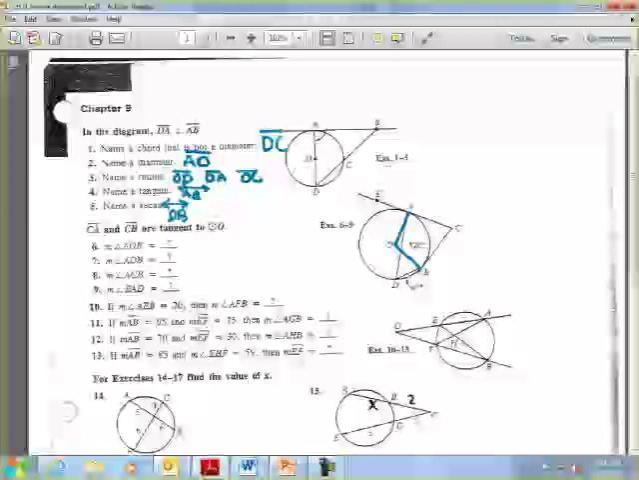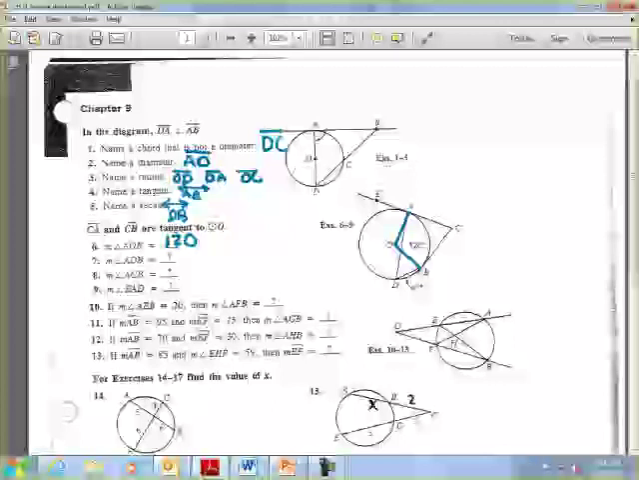What is the measure of a central angle? How does a central angle compare to the arc? It's equal to the arc. So AOB is 120. Okay, a central angle is the same size as the arc that it cuts off. So AOB would be 120, since the arc from A to B is 120.